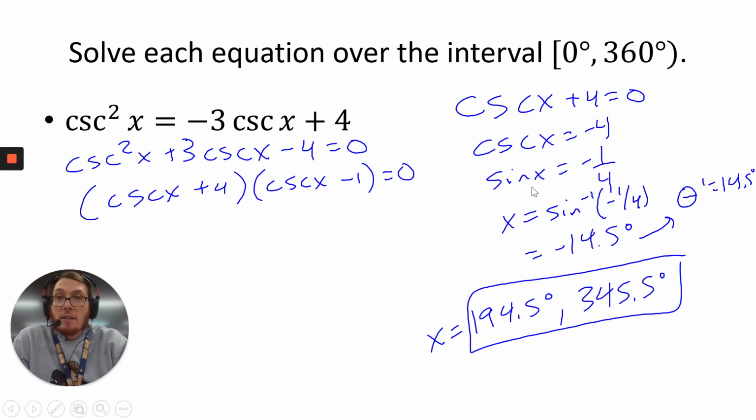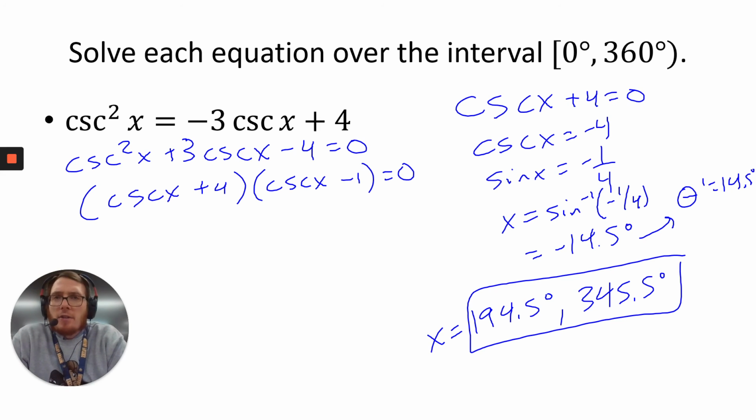Your calculator doesn't have a cosecant button, so you've got to flip it and make it sine, and do sine inverse of negative 1/4. Okay, the key thing to this scenario is that if you do that, your calculator will probably spit out a negative angle because it's saying from 0 downward, it's negative 14.5. That's not in the interval that you care about, 0 to 360, but it is the reference angle.